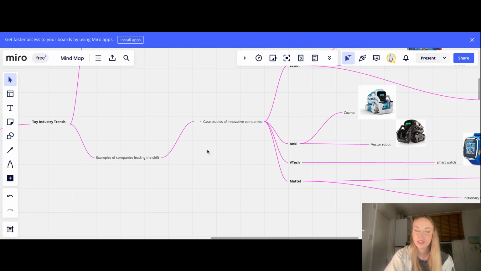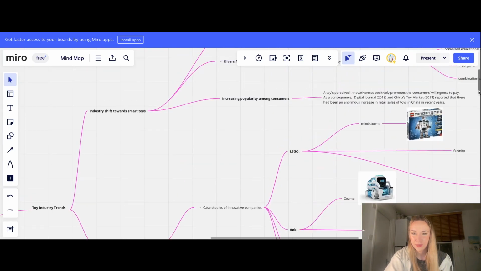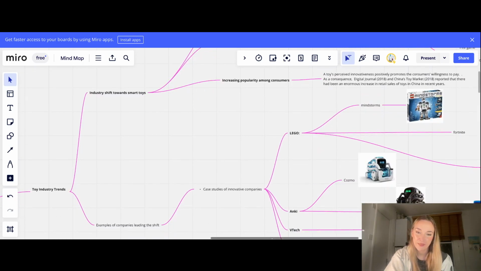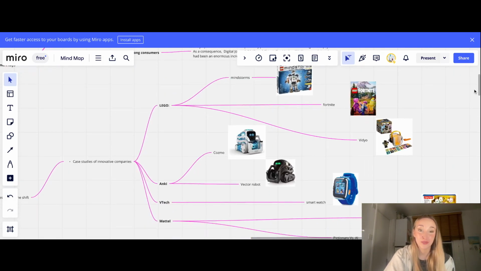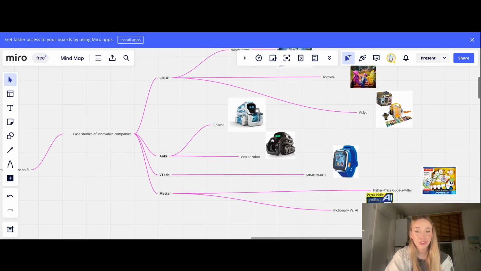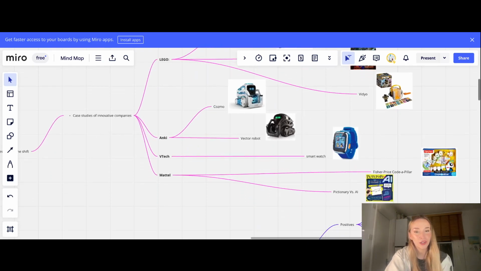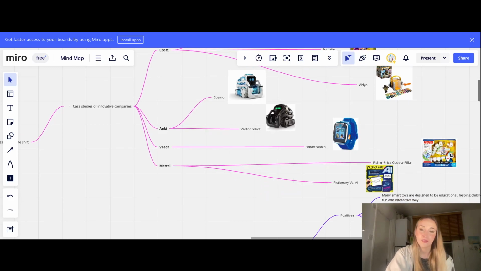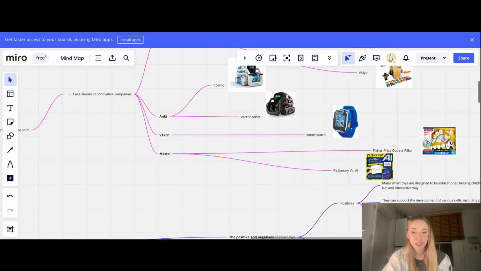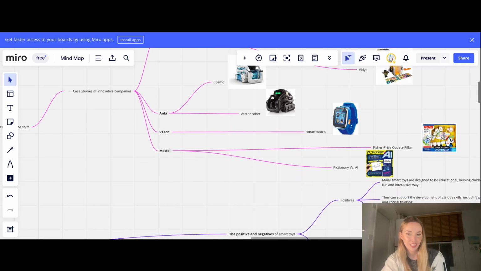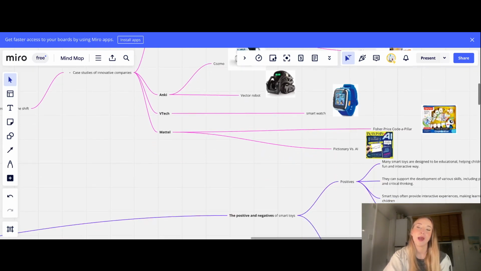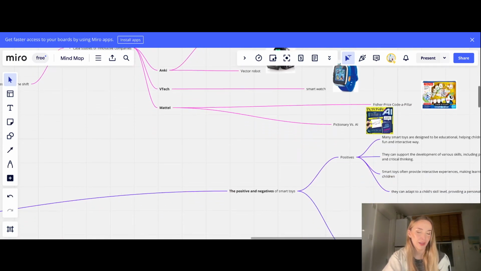I can briefly mention some leading companies in the shift. First one is Lego. They have the famous Lego Mindstorms, and a brief launch of Lego Video that was taken off the market because of privacy concerns of children sharing video. So that didn't live long. There's also Anki with the Cosmobot or the Vectorbot. VTech, that's for younger kids. They have a smartwatch. Mattel has Fisher-Price Codapillar and Pictionary vs. AI, which is quite recent, where families can play Pictionary against an AI.